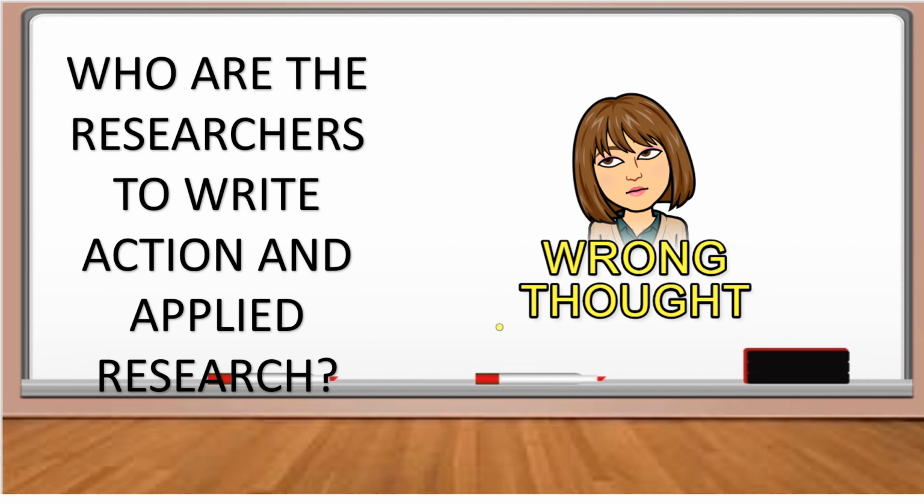Wrong thought in writing action and applied research. Many teachers, master teachers, head teachers, and school heads think that they must write an action research. Dapat ba head teacher at master teacher or school head ay gumawa ng isang action research? O dapat ba si teacher ay gumawa ng isang applied research?